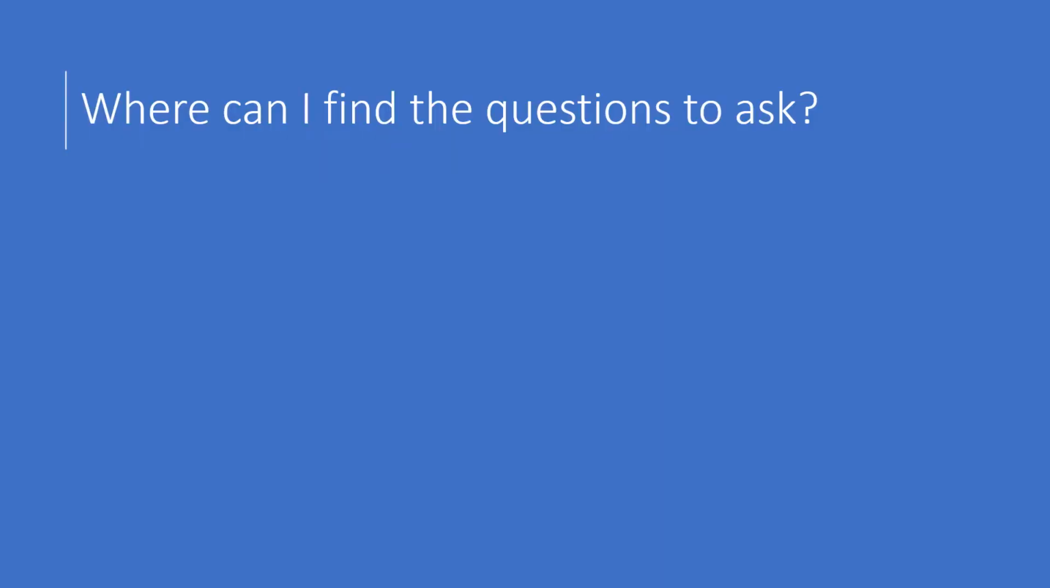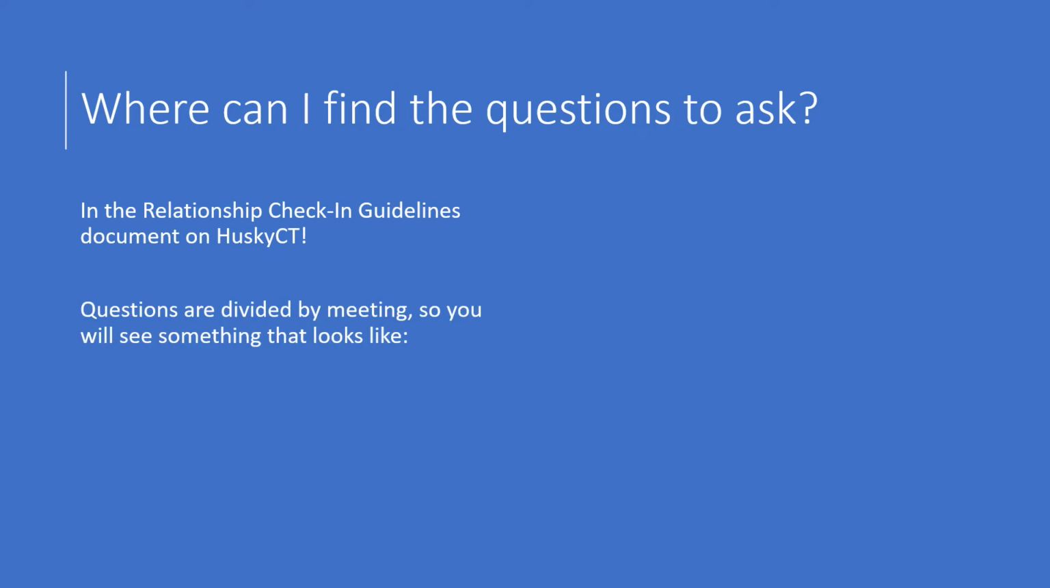In terms of those guiding questions for each of your conversations, we created some and provided them in the relationship check-in guidelines document, which is available on Husky CT. So there are questions for each meeting, so make sure you check those out to see which ones you think you might be comfortable with, and if there are any that you're not comfortable asking. The questions are divided by meeting because we ideally want you to be able to use course material to understand your conversation. So once we get to the third meeting, we will have covered conflict, transgressions, and those types of things. And so some of the questions are geared more toward, what are your experiences whenever you and your partner are in conflict with one another.